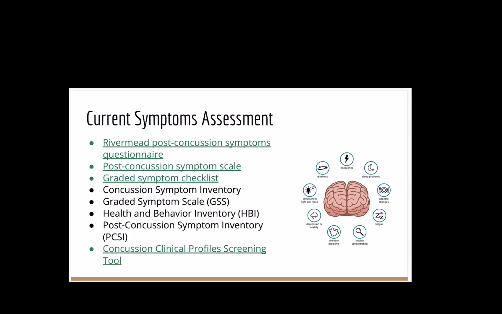There are quite a few subjective outcome measures that are indicated for somebody with PCS. Probably the two most commonly used ones, and ones that I would more highly recommend on this list, are actually the top bullet and the bottom bullet. So make sure you click on those links and work through the Rivermead post-concussion symptoms questionnaire and the concussion clinical profile screening tool. Those are your two probably go-to clinical measures.